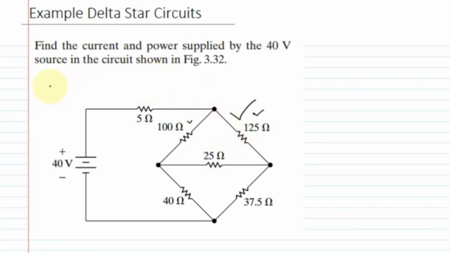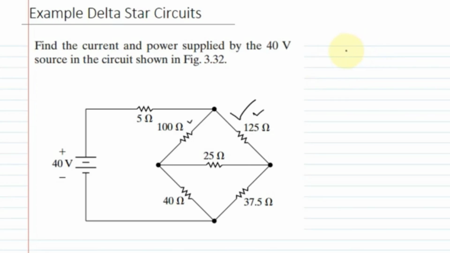So what we have to do is find the current and power supplied by the 40 volt source in the circuit shown here in this figure. First of all, we have to find the equivalent resistance, and after finding the equivalent resistance, we have to go towards the current and power supplied by the circuit.